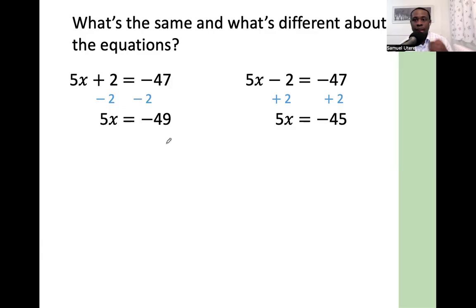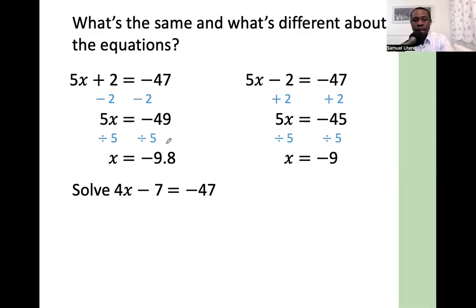The next thing that is preventing x from being on its own, so that we can say x is equal to something, is to divide by 5 because x is multiplying by 5. So we need to divide by 5. We divide by 5 on the other side and we'll get these answers.